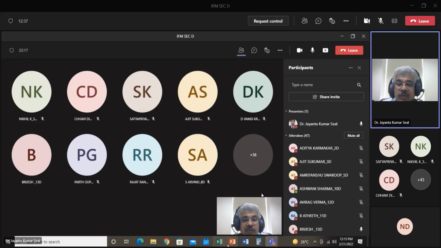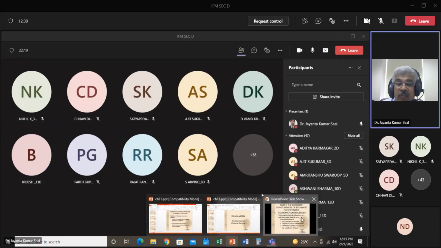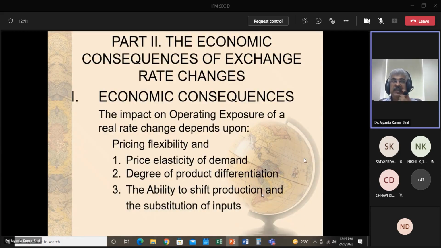Whether you are able to do that depends on more than just shifting the manufacturing base; at the same time, your raw material must be available. So this is the ability to shift production. Another is the substitution of input. One is the availability of input, and whether you can bring input from other countries where the cost is less.